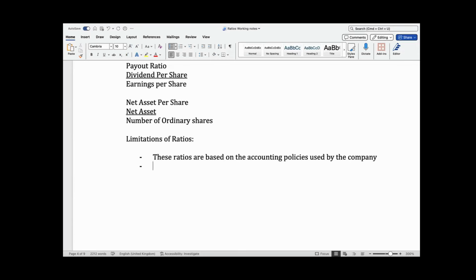And also, because ratios are based on financial statements, and financial statements can be manipulated, which will then affect the ratios.